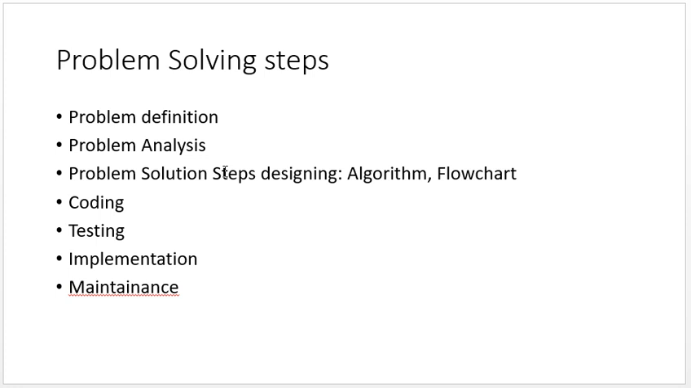So the steps of solving the problem are: first, you have to define the problem, then analyze the problem, then design the problem solution steps, which includes algorithm and flowchart, then coding, testing the code for different trials and errors, then implementing the code, and after implementing, again retest the code in different situations in the form of maintenance.